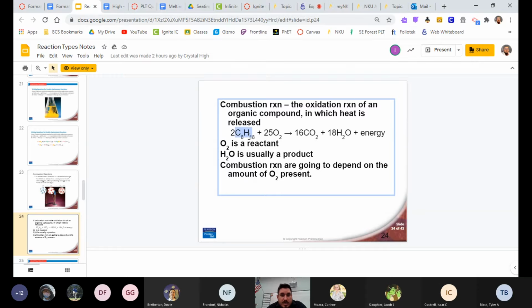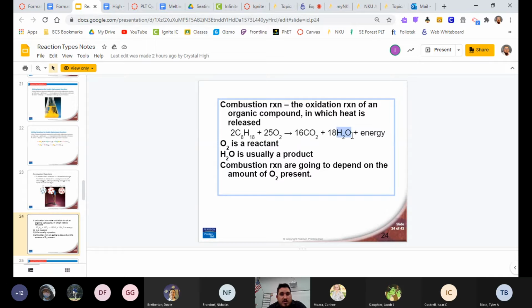So, we got octane plus oxygen, which is basically what your car does, right? Your car uses octane, which is gasoline. Octane plus oxygen is going to give you a bunch of energy, and that's what runs your motor. That's what runs your engine. Okay. In the process, it's going to make carbon dioxide and water.